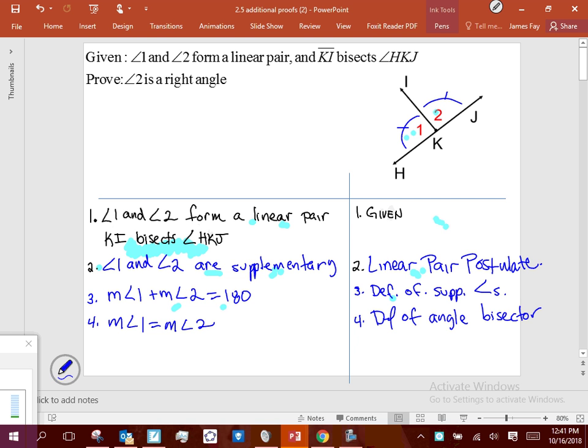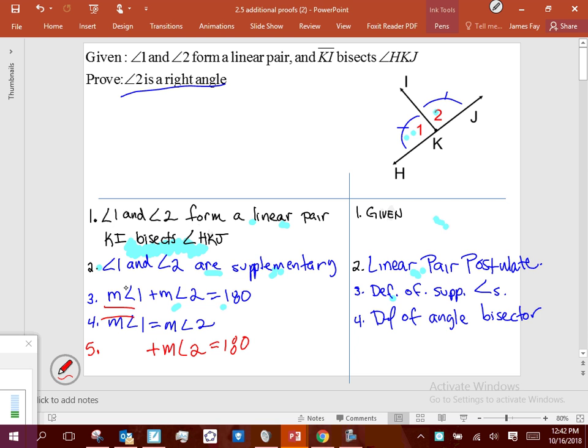Okay? We want to prove that angle 2 is a right angle. So I'm going to go through some algebra here that just leaves us with angle 2. I'm going to take statement number 3, and I'm going to rewrite it so only measure of angle 2 is showing up. Obviously, plus measure of angle 2 equals 180. I want this measure of angle 1 that is right here in step 3 to go away. What can I replace that with?